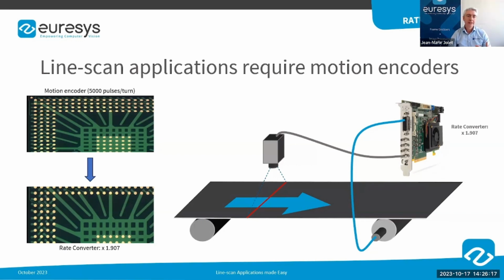Another situation where the rate converter is of great help is when a line scan application must evolve towards a higher resolution. In this case, changing the camera of a given setup usually means that you also need to change the motion encoder. Thanks to the rate converter, it is possible to keep the same encoder while increasing the resolution of the camera. This just requires updating the conversion factor. So as we have seen, the rate converter gives system designers incredible freedom and flexibility during the development of a line scan application.